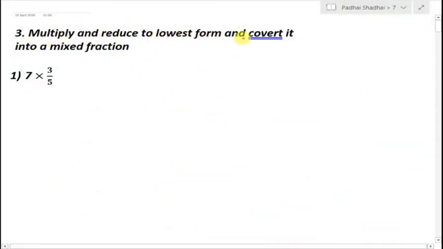Here we have to multiply, and if possible we have to reduce it to the smallest form or lowest form. And if necessary we have to also convert it into a mixed fraction. Here the spelling of convert is wrong and left, beta, so correct it yourself. 7 into 3 by 5, it's easy, beta. Remember, we have to multiply numerator into numerator and denominator into denominator. Here the denominator is not given, so we will put 1. Now we have to multiply numerator into numerator, that is 7 into 3, and denominator into denominator, 5 into 1.